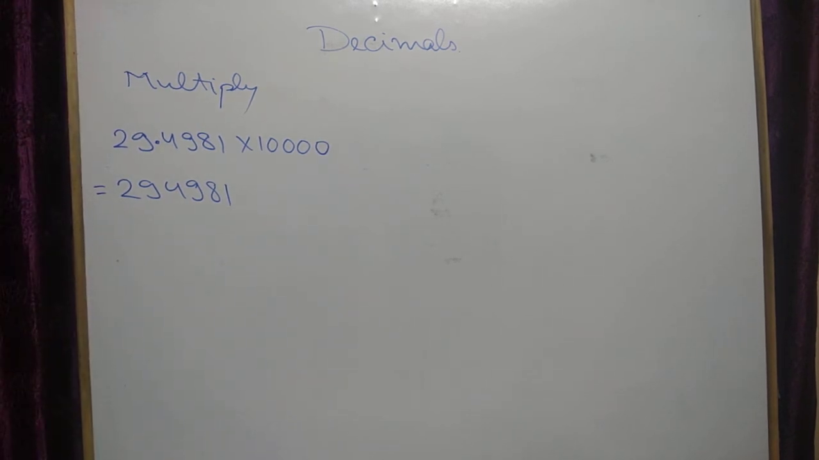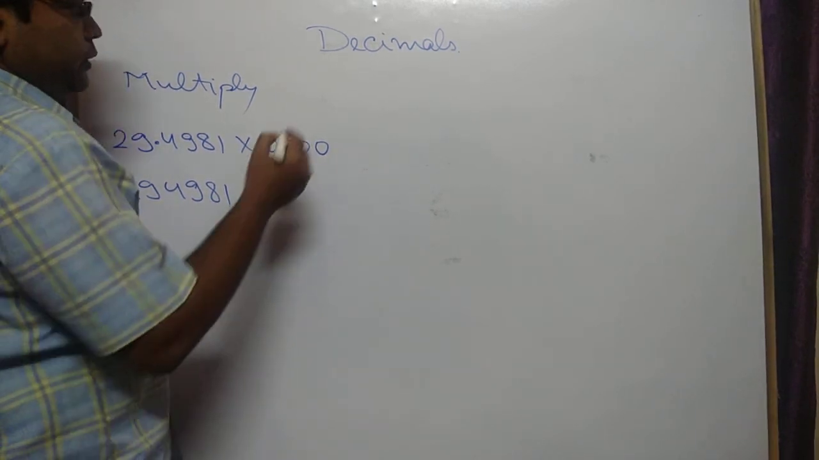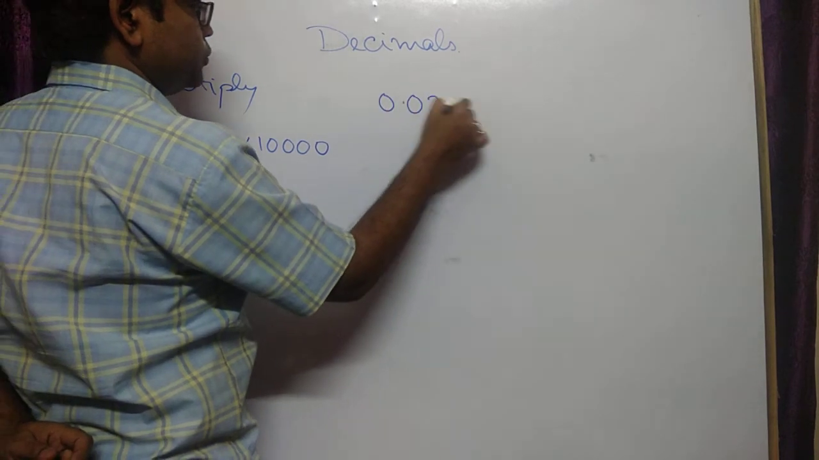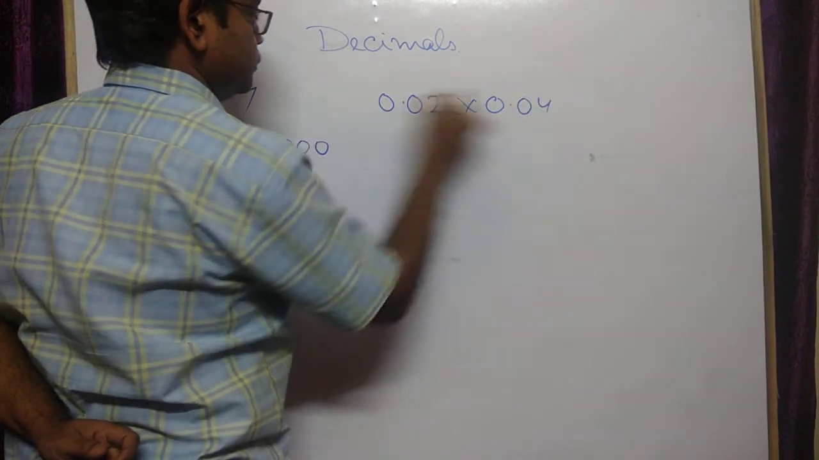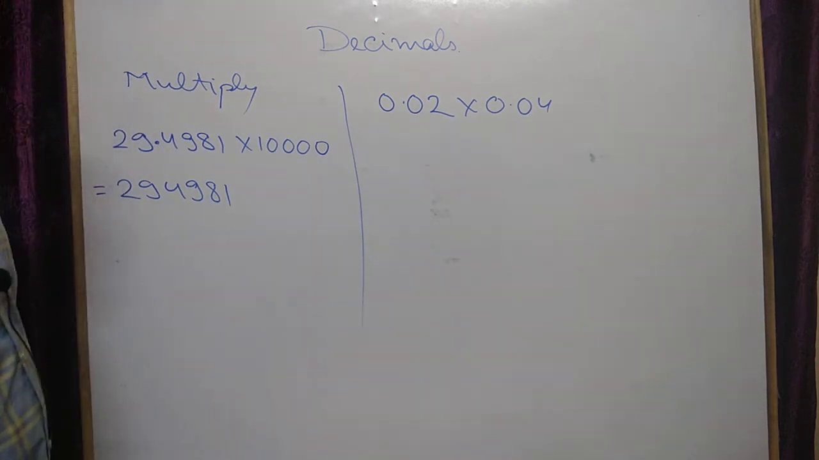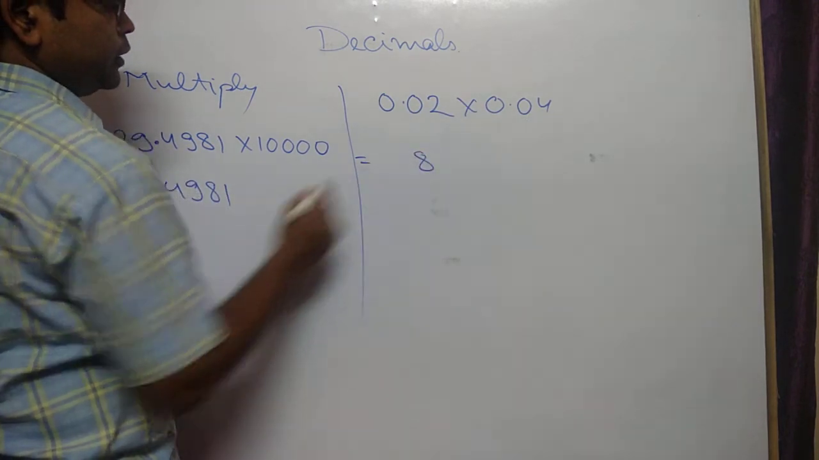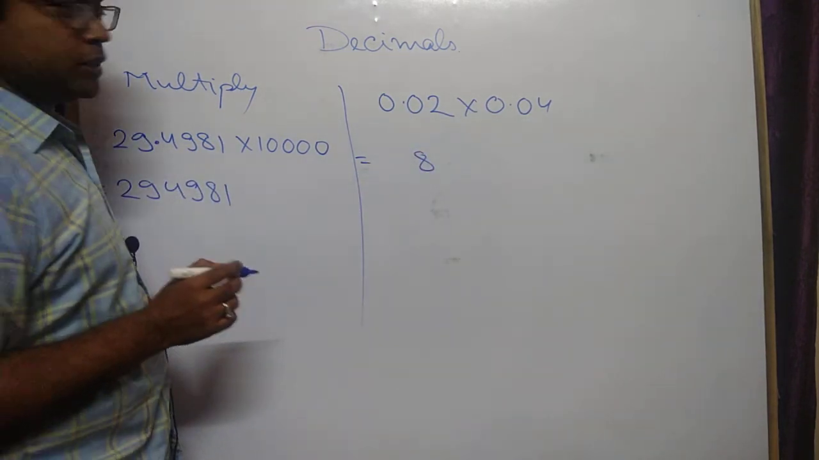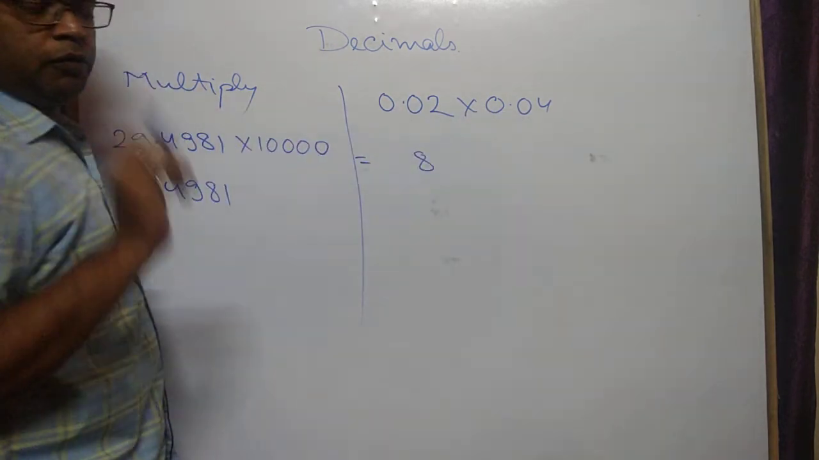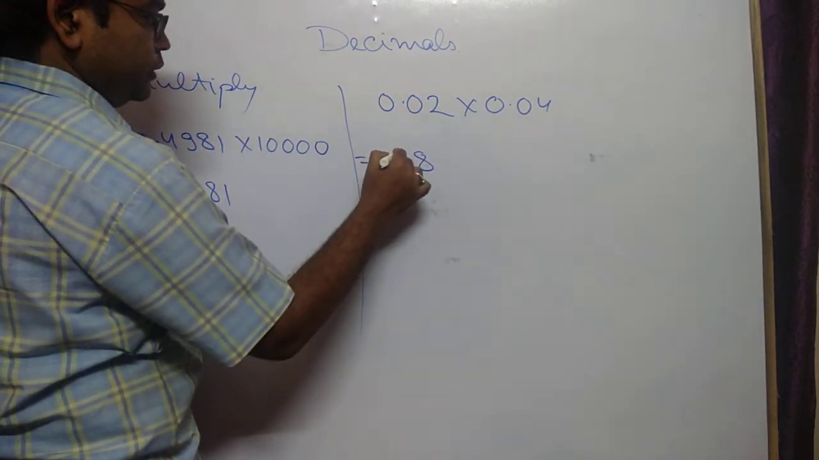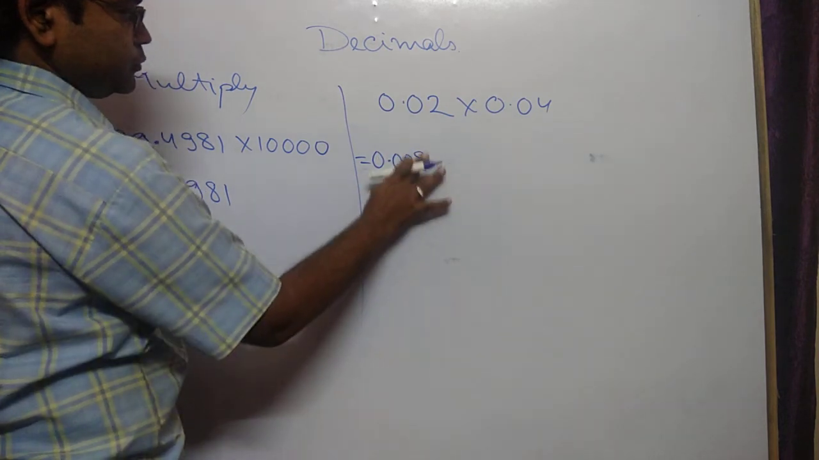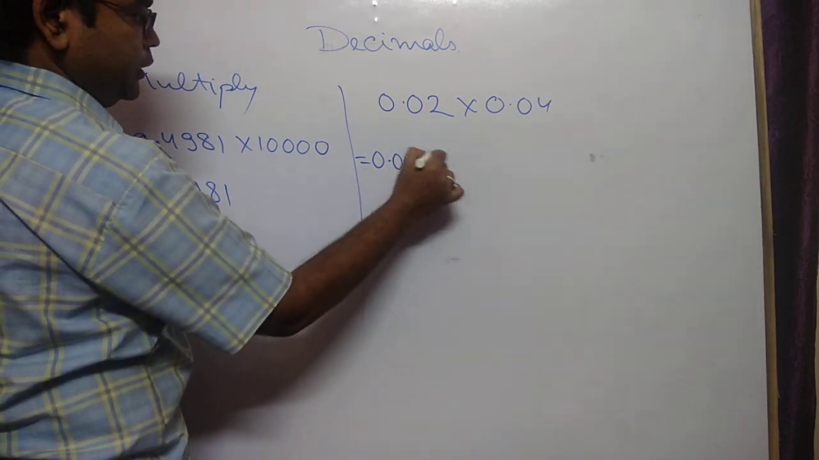But if it is not a multiple of 10, how do we multiply? See this very small question: multiply 0.02 and 0.04. First we multiply the digits: 4 twos are 8. Now, how many digits after the decimal? 2 here and 2 here, means 4 digits. So the answer is 0.0008.